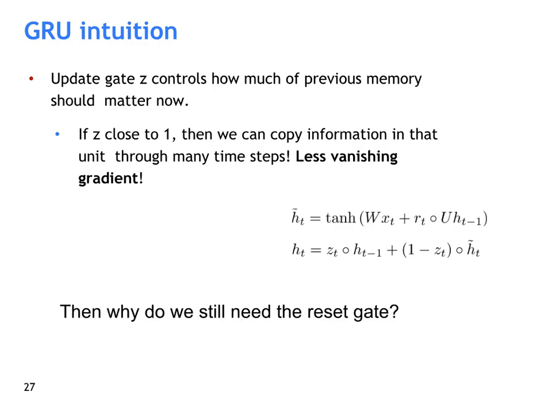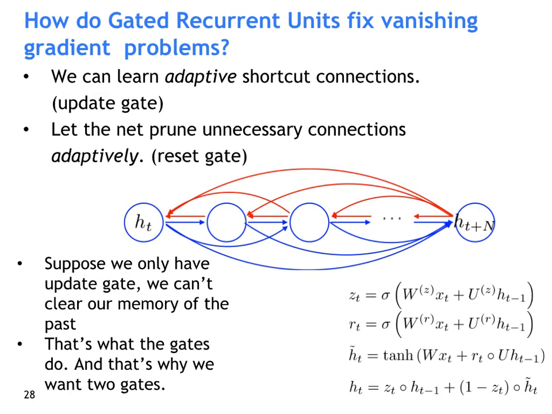So here is the question. I just talked about why the update gate is very important for GRU. Then why do we still need the reset gate? Does anyone have any idea why we still need the reset gate? Initially I didn't think of a solution as well. So I went on to watch the lecture by Christopher Manning, and his explanation is like this.